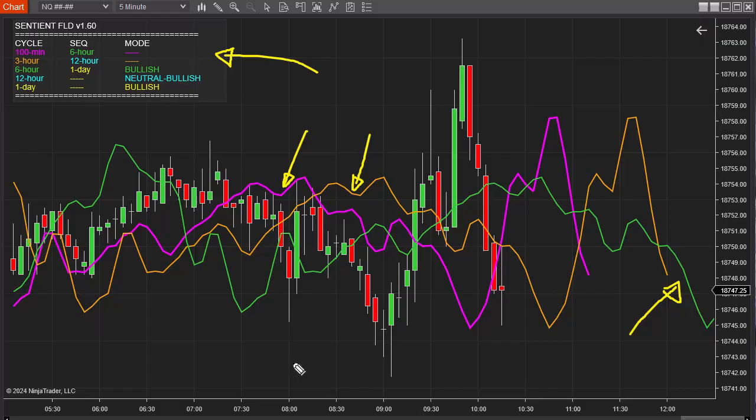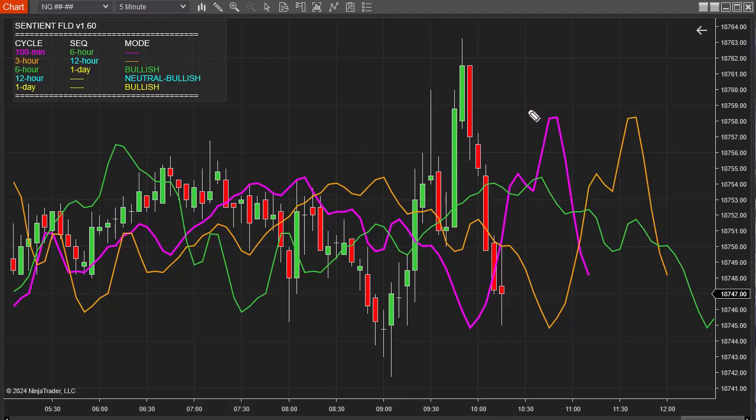What is an FLD? It is in fact a very simple line. It is the median price displaced to the right by half the wavelength of the cycle in question. The median price is of course the mid price between the high and the low of each bar. You can display the median price using the sentient FLD indicator if you like, and we will take a look at that in a moment. And so the FLD is simply the median price displaced to the right by half the wavelength.